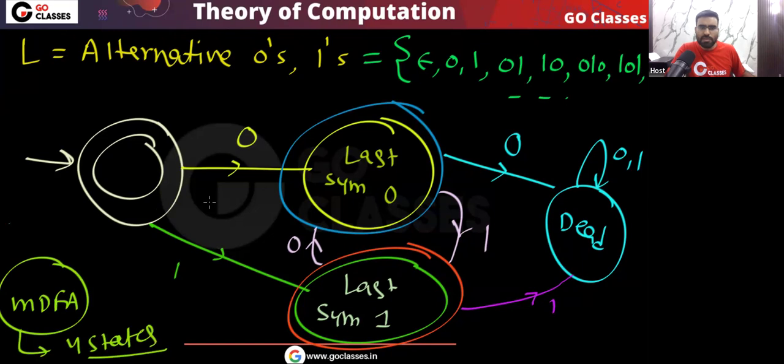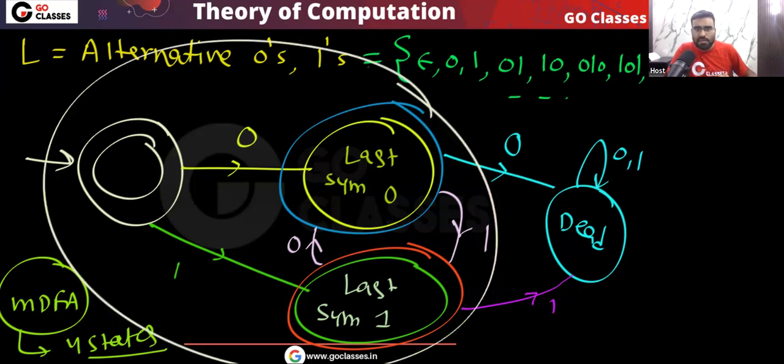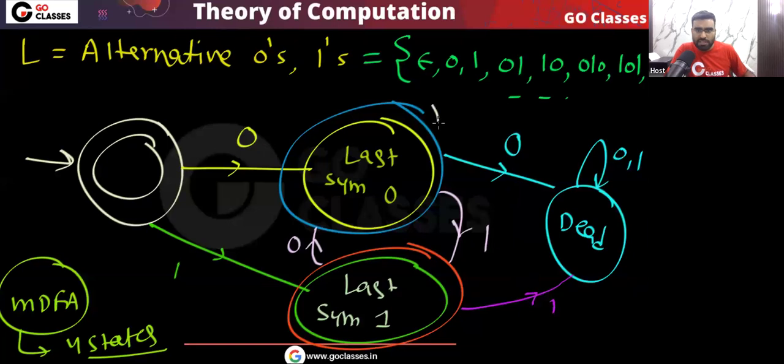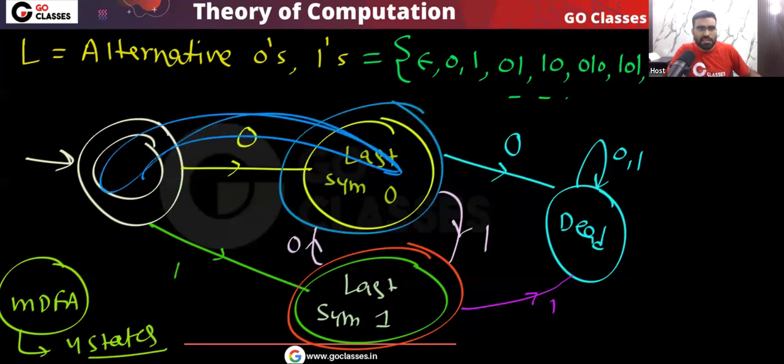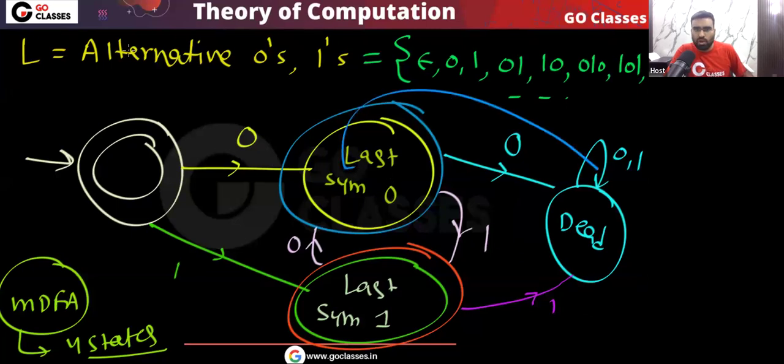Can anyone tell me why this is minimal? You can easily see that these are final states, this is a non-final state, so we have to check whether these are distinguishable or not. These two, are they distinguishable? These are final states. Yes, they are distinguishable by 0, because this state on 0 goes to non-final, this state on 0 goes to final.